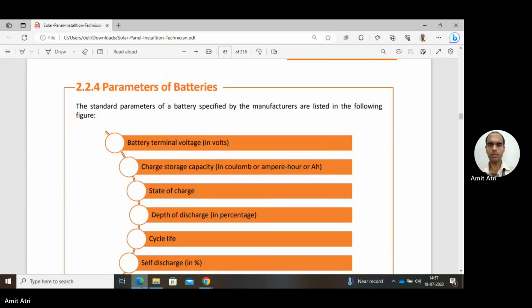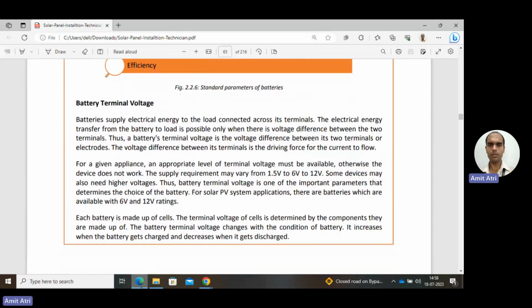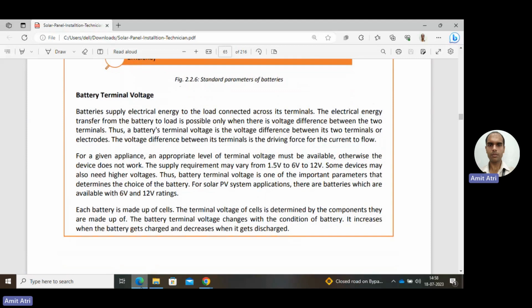Parameters. Standard parameters of the battery are the battery terminal voltage, specified in volt, and charge storage capacity, that is coulomb or ampere hour. Very commonly we use the term ampere hour, AH, commercially when we are using a battery. Then state of charge, depth of discharge, that is in percentage, life cycle, then self discharge, that is also in percentage, and the last, efficiency. Now we will be discussing each one of them in brief, one by one.